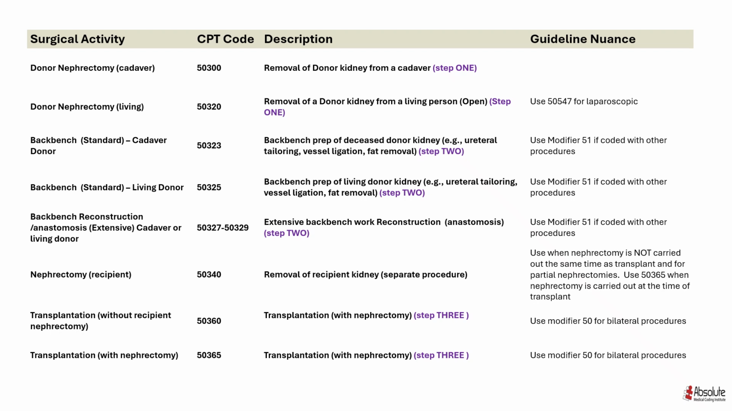So hopefully this chart will be useful. I'm going to use it to solve the scenario because we have to code everything that was done, and this little reference sheet will be helpful. By the way, make sure you append modifier 50 when coding bilateral procedures. Now, make sure that you only code the procedures performed, and we're going to get started with our scenario.